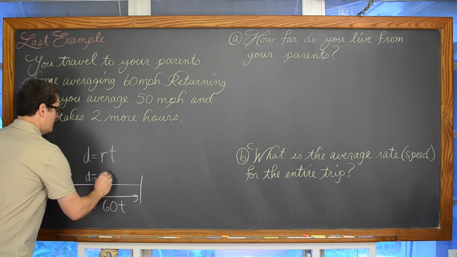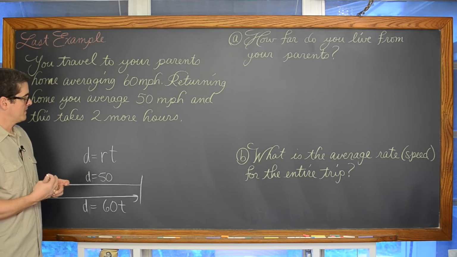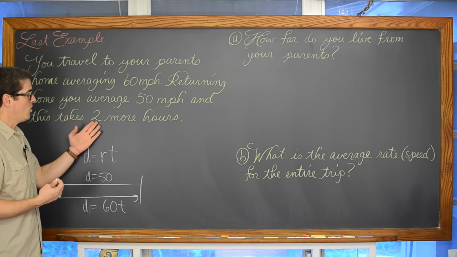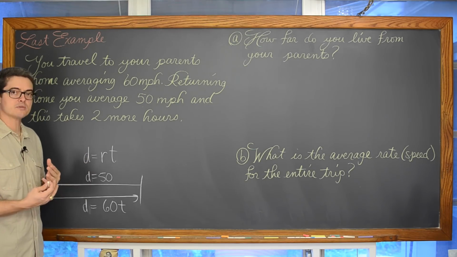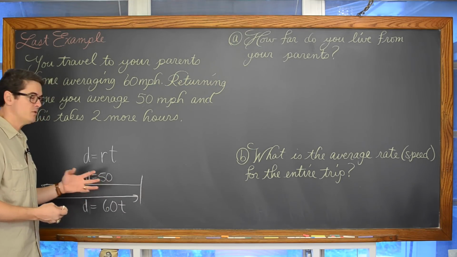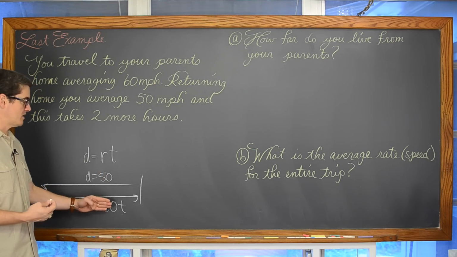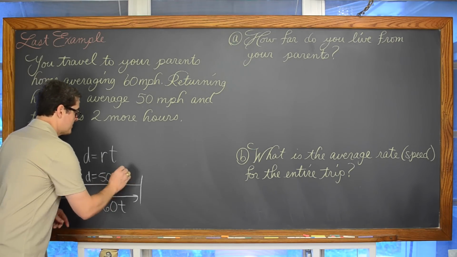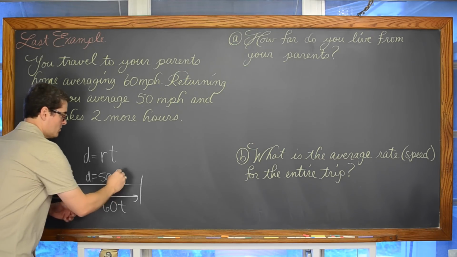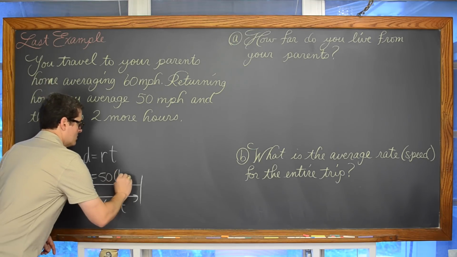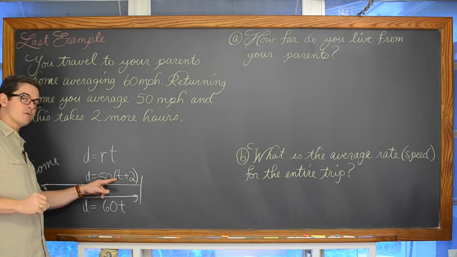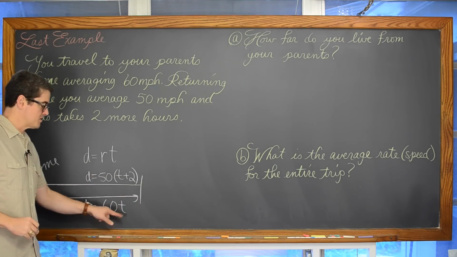And then when you head back, you go a little bit slower, so your rate is going to be 50. And now here you are being told something about the time it takes. Coming home, it's 2 more hours. Well, 2 more hours than what? It's 2 more hours than from your house to your parents. So I do not know the time that each of these trips take, but I do know something about the trip home. It was because you were going slower, whatever the time was to get to your parents, plus 2. It was 2 more hours to get home than it took to get there in the first place.